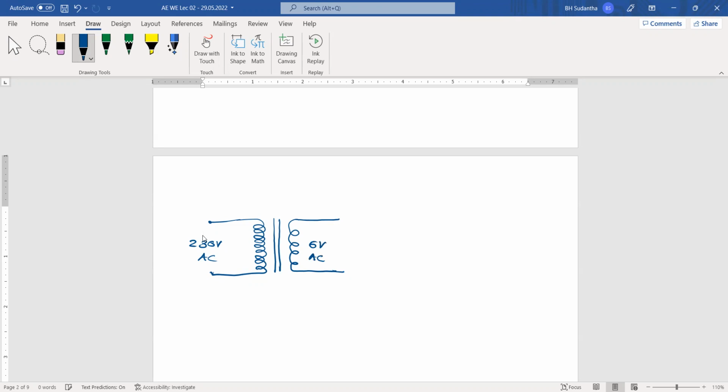Then this transformer is a step down transformer. This step down transformer reduces a higher voltage to a low voltage. Okay.